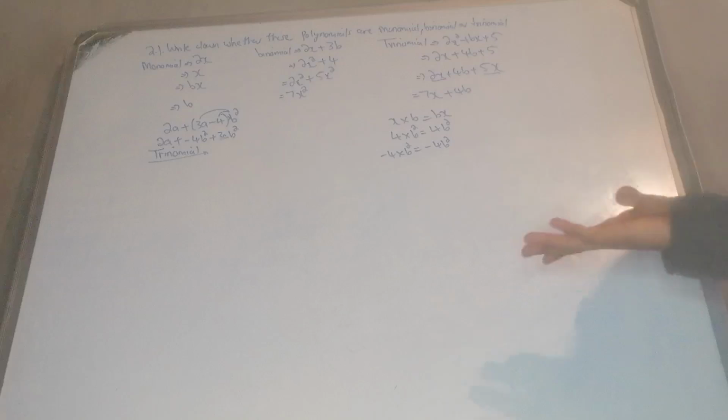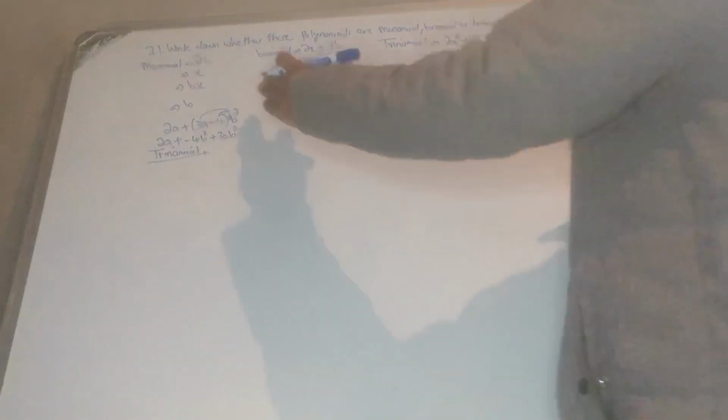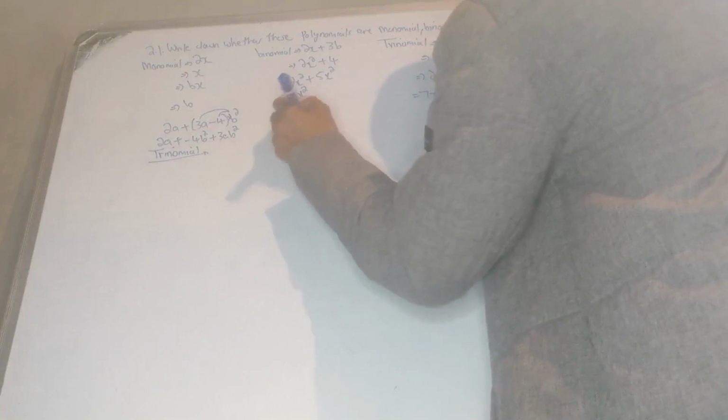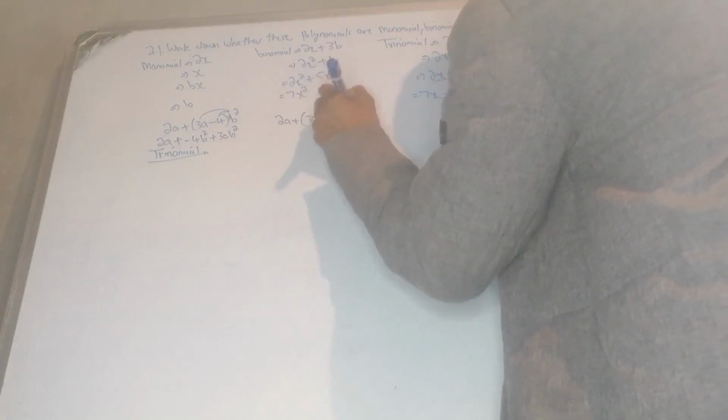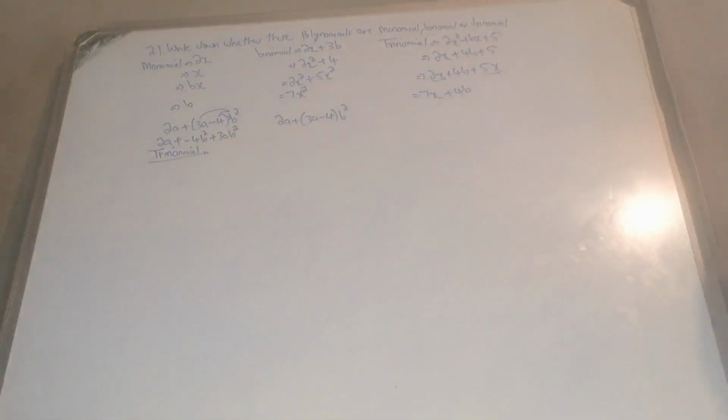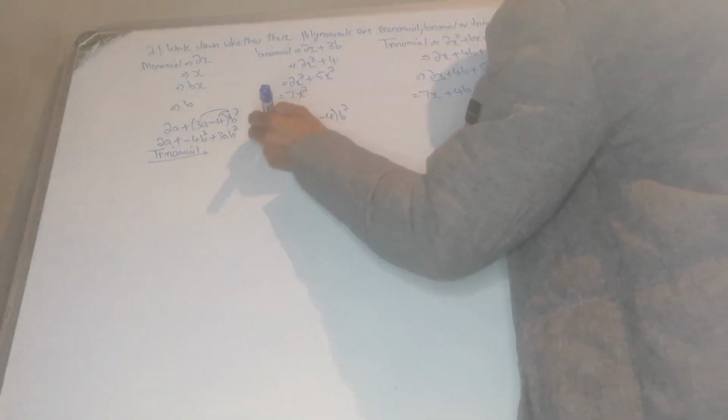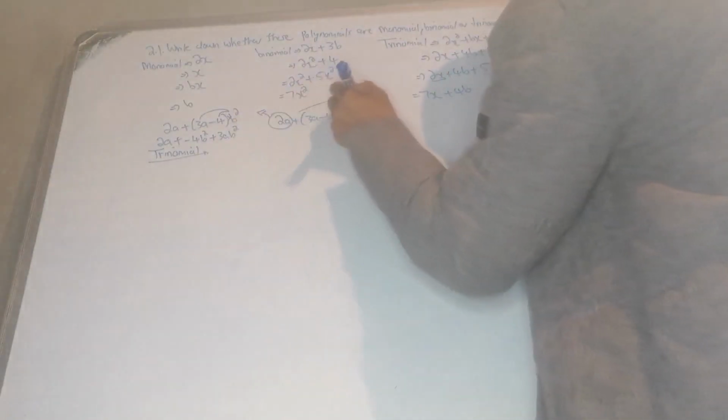We started first by removing the brackets by multiplication. Because we are looking at this expression, 2a plus 3a minus 4b squared, we can say this is a binomial, this is one term, and this is another term.